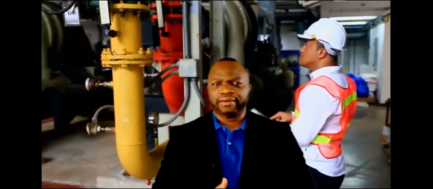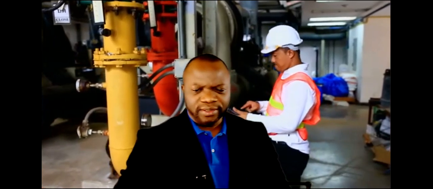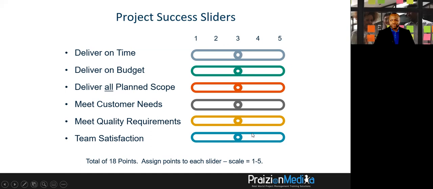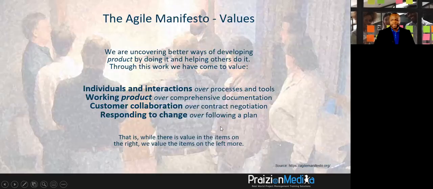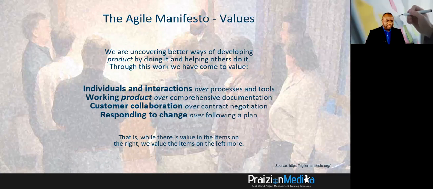Now, someone might say, if I do not meet cost, my project is doomed. But think about it like this. What if your team is not satisfied? If you do not have a satisfied team, you are likely to have issues with schedule anyway. So if your team is not really, really satisfied, then you're likely to not have a firm understanding of what we call the Agile Manifesto, which I am going to share with you right now.